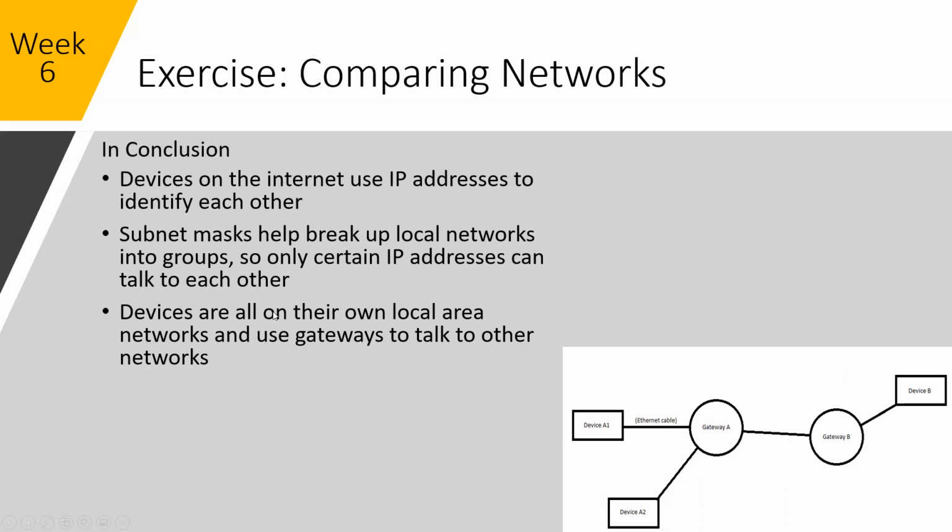Okay, sorry, that's worded wrong. I have to fix that. So these devices, A1 and A2, are on their local network, and are connected to gateway A. Device B is on a separate network connected to gateway B, and they use the gateways to talk to one another.